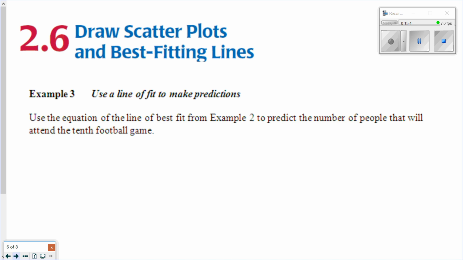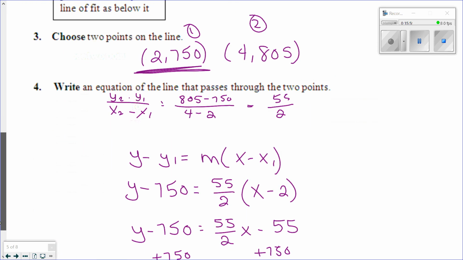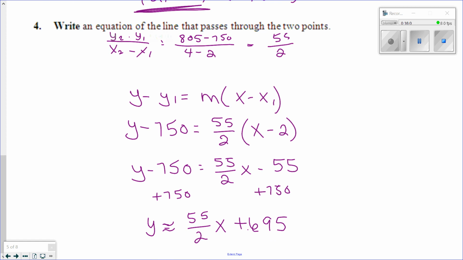So it says use the equation of the line of best fit from example 2, the one we just did, to predict the number of people that will attend the 10th football game. So if I look back at my regression line, I said y approximately equals 55 halves x plus 695.